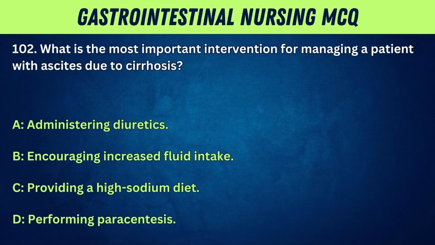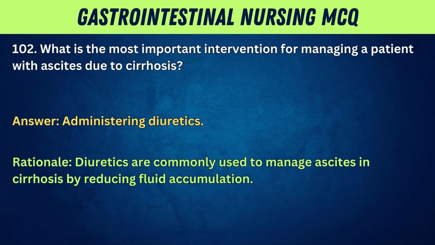102. What is the most important intervention for managing a patient with ascites due to cirrhosis? A. Administering diuretics. B. Encouraging increased fluid intake. C. Providing a high-sodium diet. D. Performing paracentesis. Answer: administering diuretics. Rationale: diuretics are commonly used to manage ascites and cirrhosis by reducing fluid accumulation.